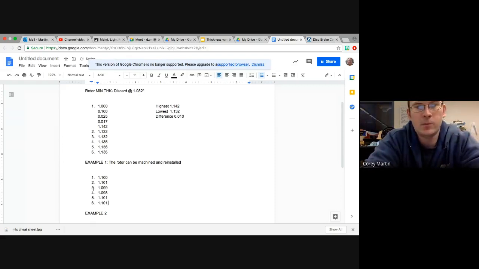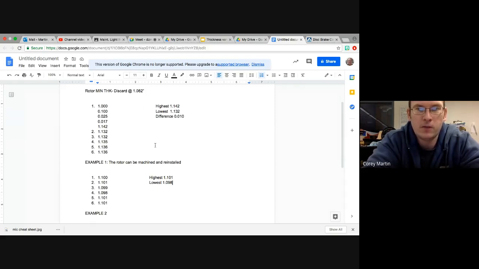Okay, so in this example, we're using the same rotor, but let's just say these are our measurements instead of the actual measurements that we got. So we have our highest, which would be 1.101, and then we have our lowest, which is 1.098. Okay, so in this scenario, our rotor is much closer to our actual discard dimension.